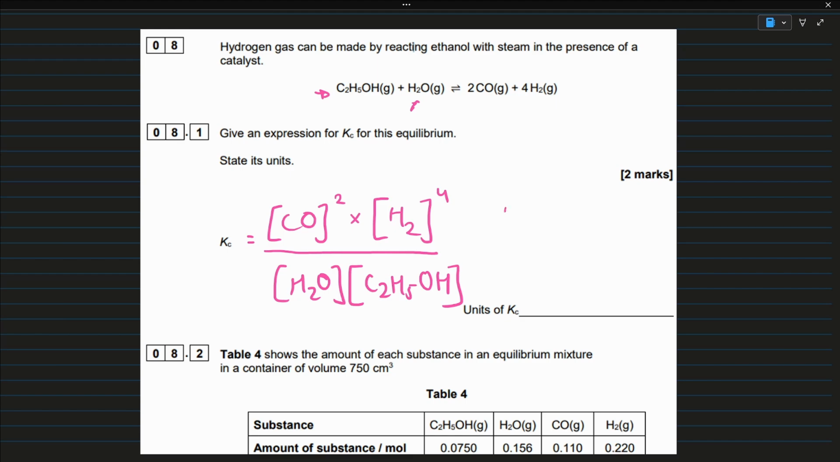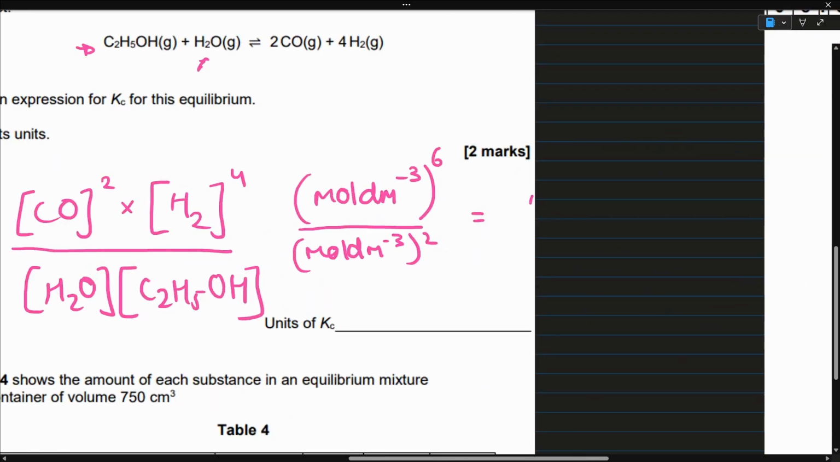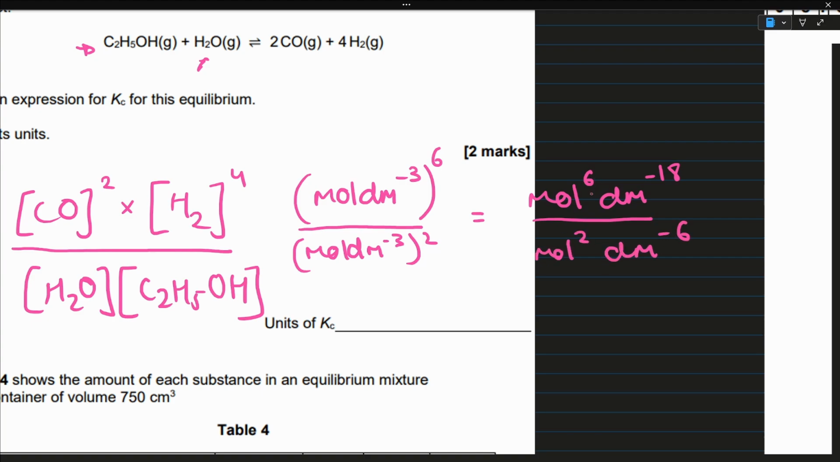Now when it comes to working out the units of Kc, remember that all of these are concentrations, so it's going to be moles per decimeters cubed to the power of 6, because 2 plus 4 is 6, divided by moles per decimeters cubed squared. Let's just move to the side. That's going to be moles to the power of 6 decimeters cubed to the power of negative 18, and moles squared over decimeters cubed to the minus 6. And then you just apply your index laws. So that's going to be moles to the power of 4, and our decimeters cubed to the power of minus 18 minus 6, minus 12.